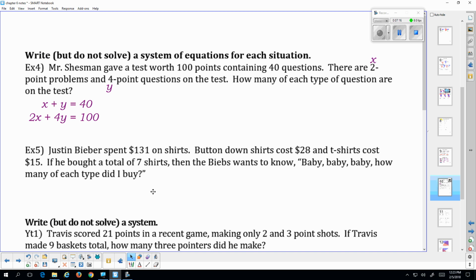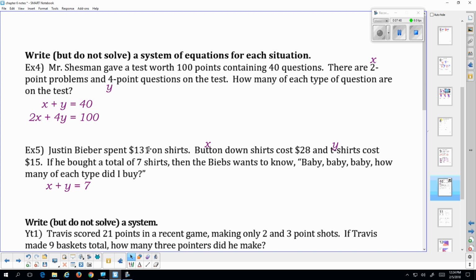So what types of shirts do we have in this problem? What are our 2 types of shirts? We have button-down shirts, which I'm going to have as X, and we have t-shirts, which are going to be Y. Now let's start with just how many shirts did he buy? How many shirts did the Biebs buy? Bought 7 shirts. So my first equation is just going to be the button-down shirts plus the t-shirts are going to be 7 shirts.